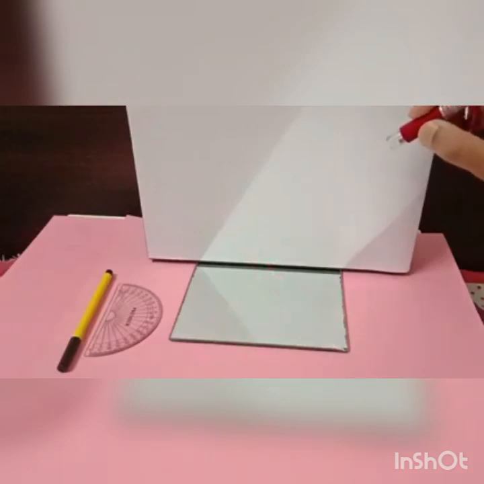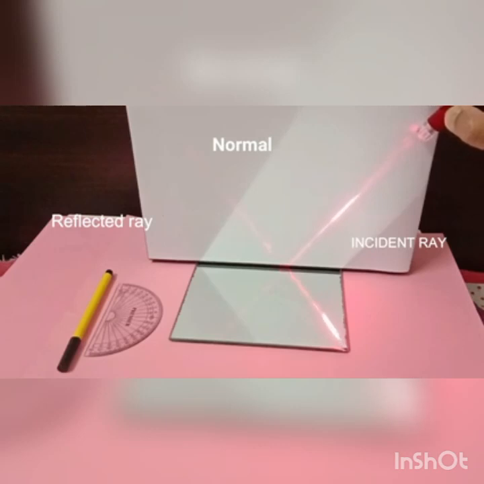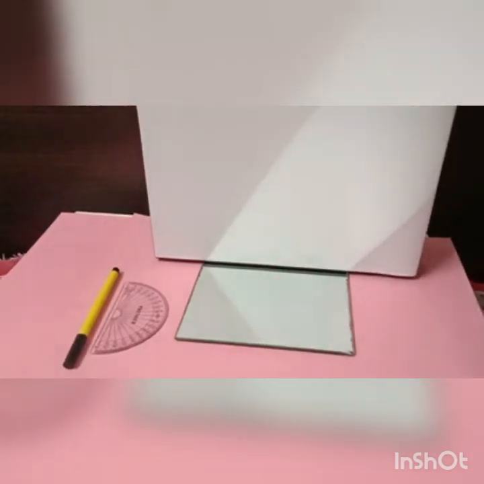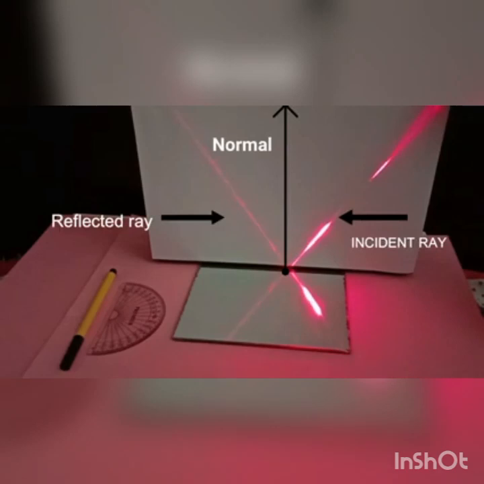I'm shining the red laser from this side, and you can clearly see the incident ray and the reflected ray as well. This is the incident ray, that is the reflected ray, and the normal is here. You can see that all three lie on the same plane. To have a better view, I have switched off the light in the room, and now it is very well visible that this is our incident ray, that is our reflected ray, and here is our normal.